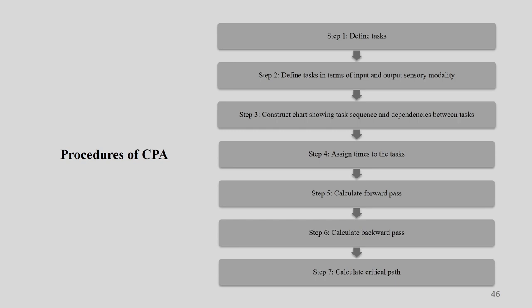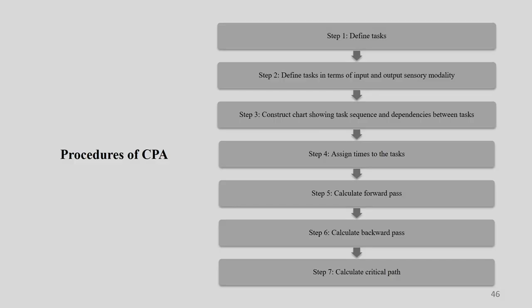Once we define the particular task properly with input and output, we have to construct the chart showing the task sequence and dependencies between the tasks. So there are maybe 5 tasks. Task 1 and task 3 are interconnected, however task 2 and task 4 are independent, and maybe the result of task 1 and task 2 is connected with task 5. Once we understand how they are dependent on each other and the sequence of these tasks, we will be able to connect them.